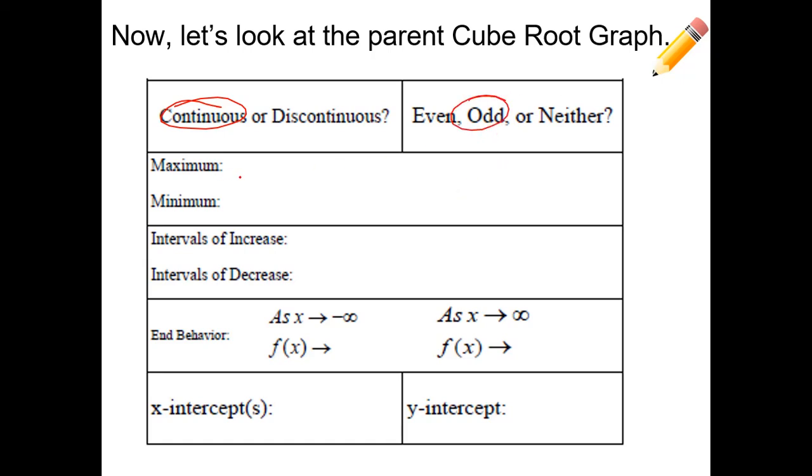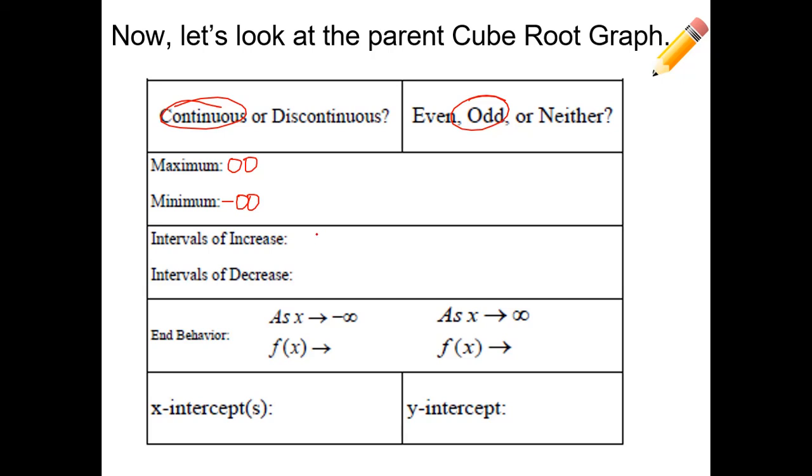For max and min, well, the absolute max would be infinity because it keeps going up forever. And then minimum's going to go negative infinity because it keeps opening down forever. There is not a local min or max because there is no actual hump or hill or valley, so we can't say there's any locals there.